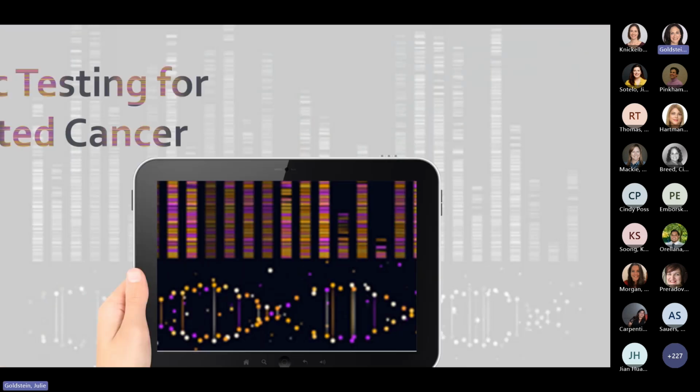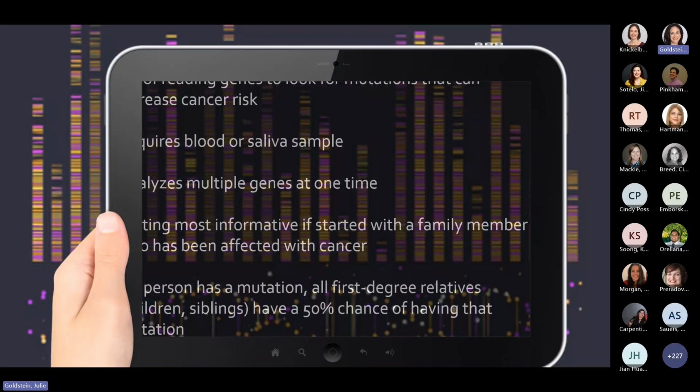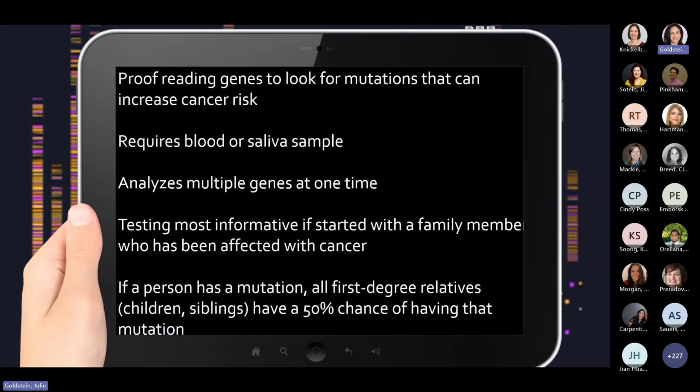And I'm then going to just wrap up quickly by telling you how genetic testing works. So if there is concern about one of these or a different inherited cancer syndrome in your family, it is possible to look at your genes to see if you have one of these mutations that can increase cancer risk. Typically requires a blood or saliva sample, analyzes multiple genes at one time, which is also called panel testing. So we're looking at a panel of different genes. Sometimes we can look at almost 80 genes at one time.